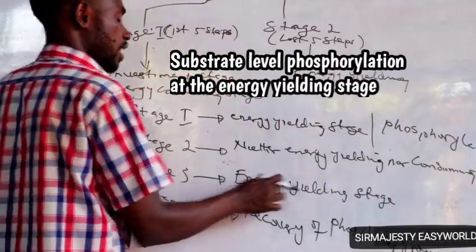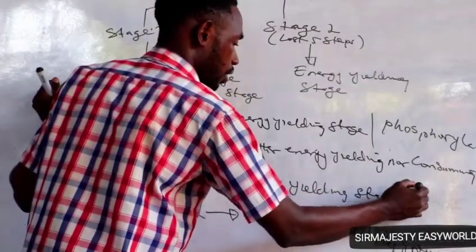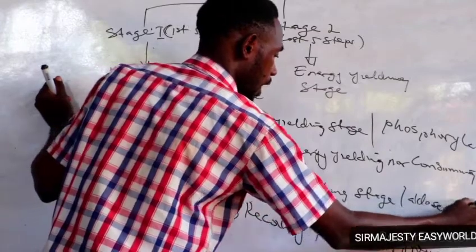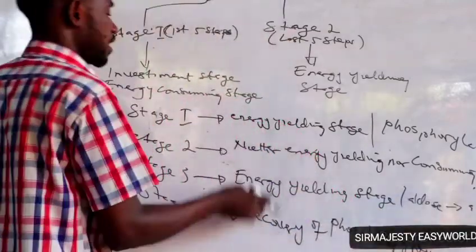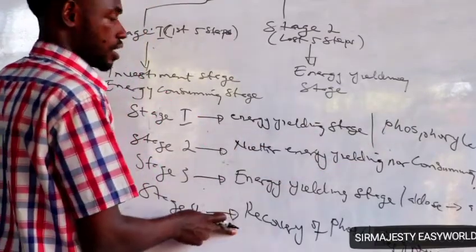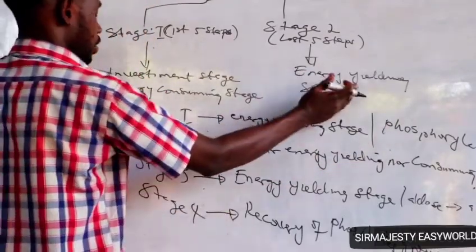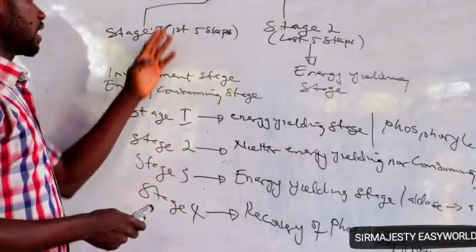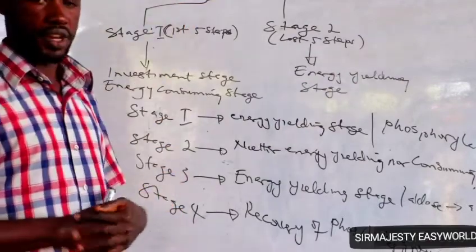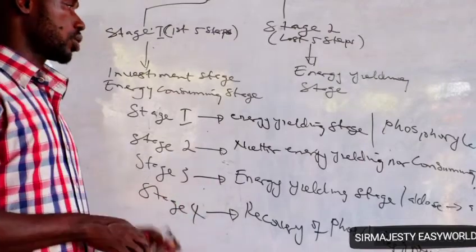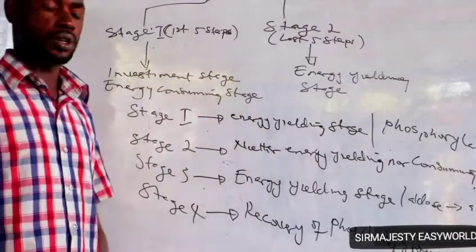Then here energy is yielded. Then there is a conversion of a kind of aldose to acid at this stage. Then here the phosphate group added in the first stage is recovered in the last stage. Whether you are using the 2 stages or the 4 stages, what matters is that glycolysis is a 10-step reaction. So it depends on what authority you are using, but the 10 steps are what I will teach you.